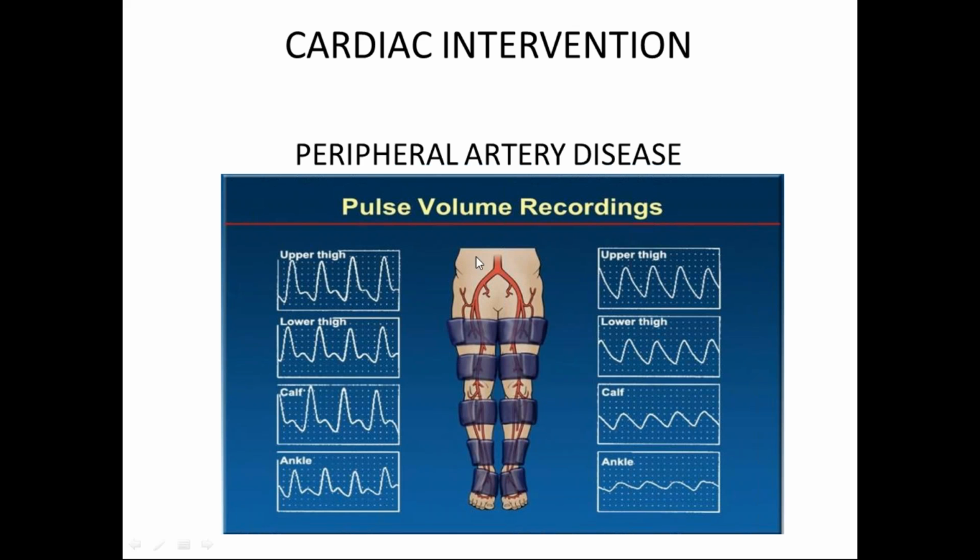So again, you have your aorta coming down, it splits. You get the common iliac, then you get your external iliac, femoral, and you go down. All right, so this is the pulse volume recording. You have the waveform, and you're going to check the pressure.